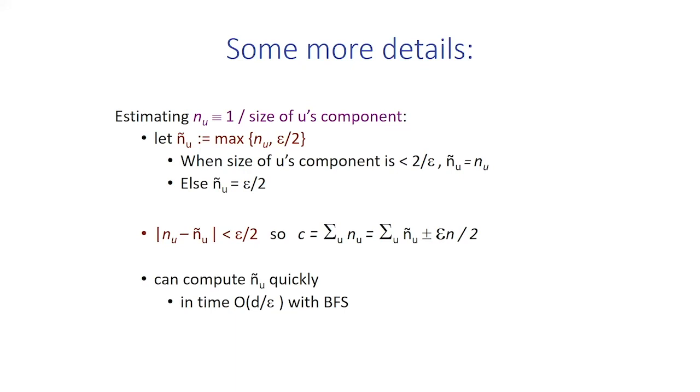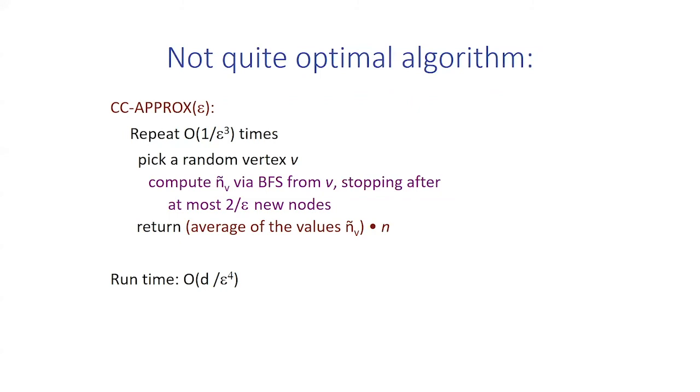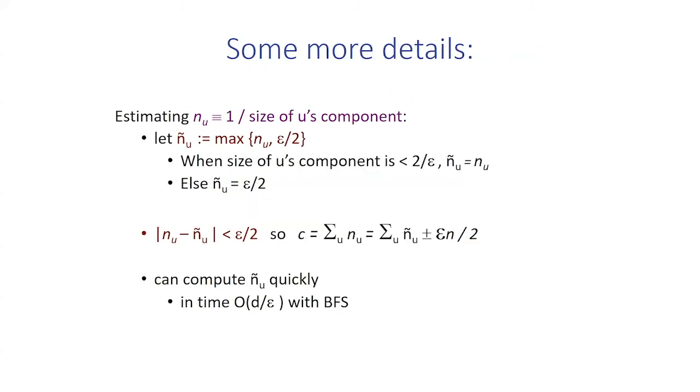Okay, all right. So now, why is this n sub u tilde helping us? Because you can compute it quickly. When the size of the component is small, less than 2 over epsilon, you have to compute it perfectly. But when the size of the component is bigger than that, you can just stop and output epsilon over 2. Right? So the way we're going to do this is in order d over epsilon time with BFS. Actually, let me just say it here. How are we going to compute? I'm going to do a BFS. I take at most 2 over epsilon steps. I'm going to start doing BFS and counting the number of nodes in my component. If I see that there are more than 2 over epsilon nodes, I just stop and output n sub u tilde is equal to epsilon over 2.